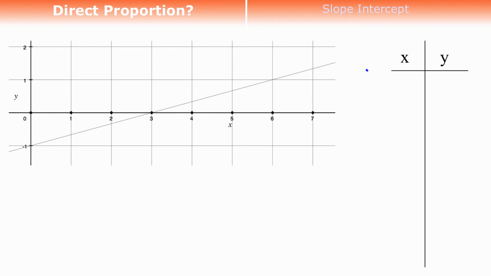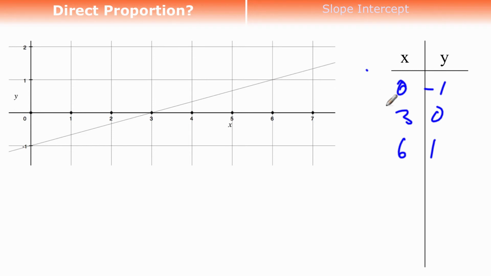This point here would be (0, -1). Here's another point, that would be (3, 0). Where's another point? Right there. So that would be (6, 1). Looks like those are all the points that I have. Okay, do you notice anything, a consistency among the data here? Like look at the x values, look at the y values. Maybe don't look as much at the relationship between these, but look at the relationship between these.